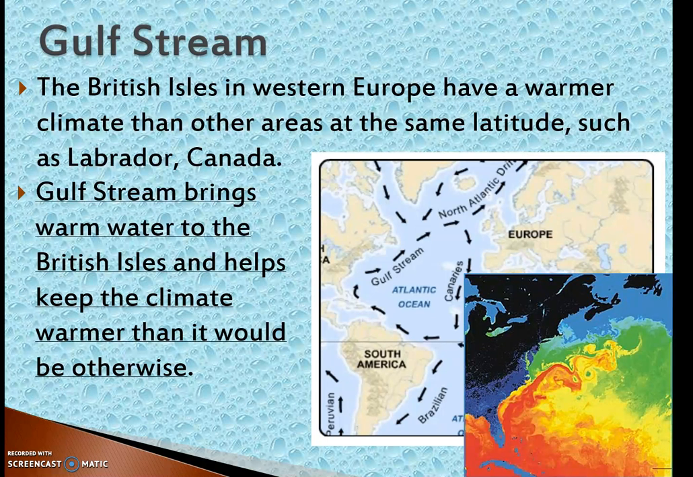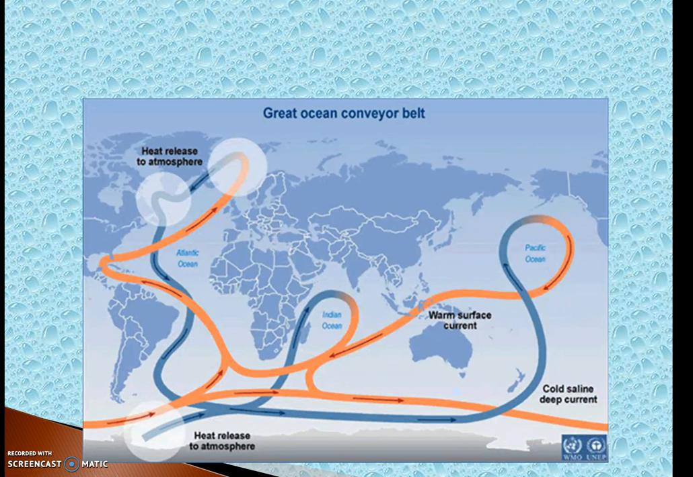As I mentioned, one of the most famous examples of this is the Gulf Stream. The British Isles in Western Europe have a much warmer climate than other areas at the same latitude, such as Labrador, Canada, right here. The Gulf Stream brings this warm water to the British Isles and helps keep the climate warmer than it otherwise would be. Here in this heat image, you can see these warm areas of water are moving up towards England to warm the climate. Again, just another picture of the Great Ocean Conveyor Belt that brings warm or cool air to different places around the Earth.